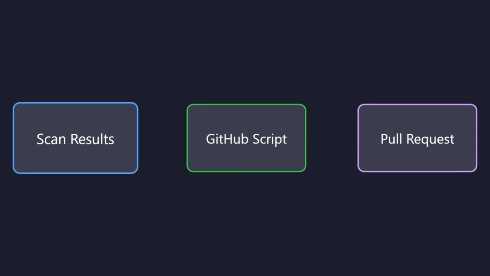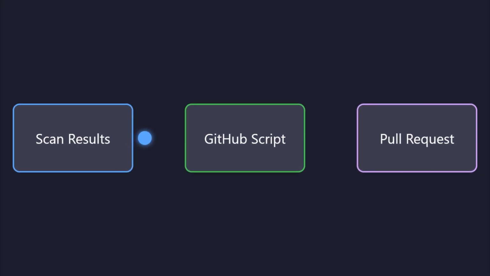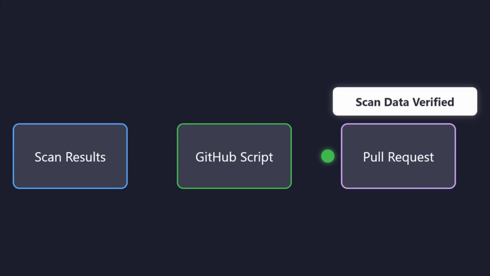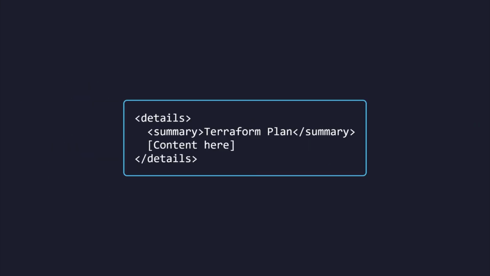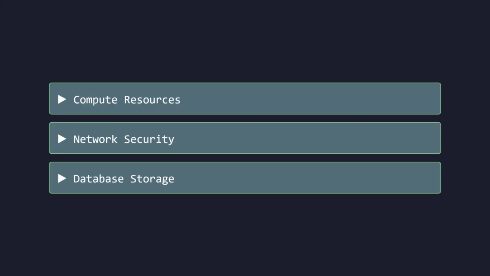Use the GitHub Script action to post the results of your plan and security scans directly back to the pull request. This keeps all relevant information in one place for the reviewer to examine. Large Terraform plans can be overwhelming. Wrap the output in collapsible details tags in your Markdown comment so that reviewers can expand the sections they need to see without scrolling through thousands of lines.